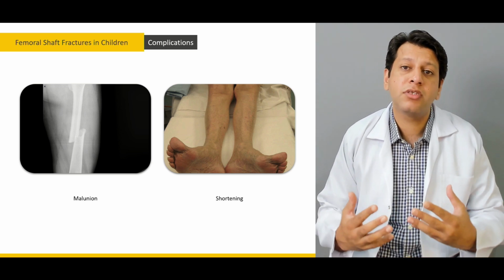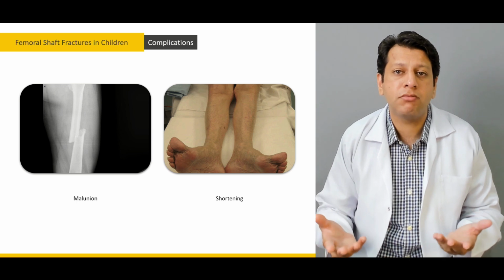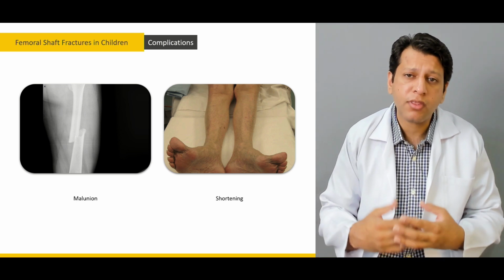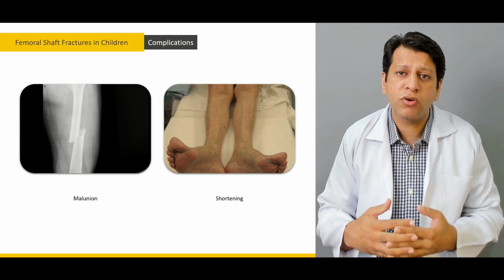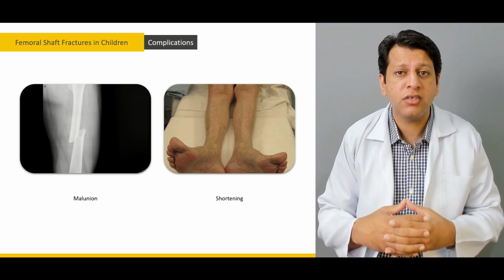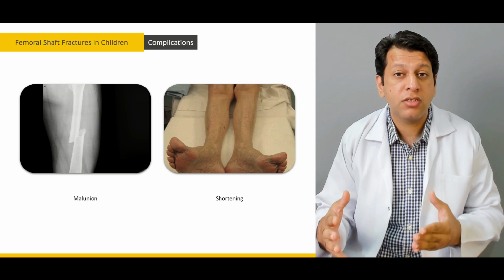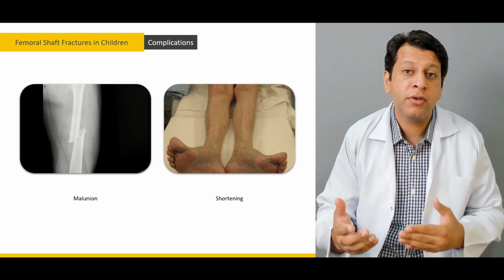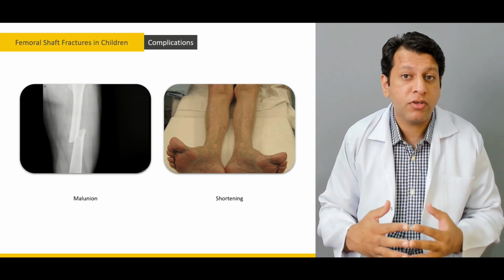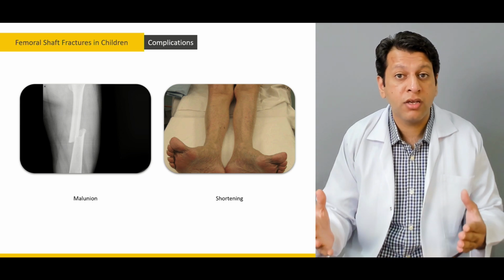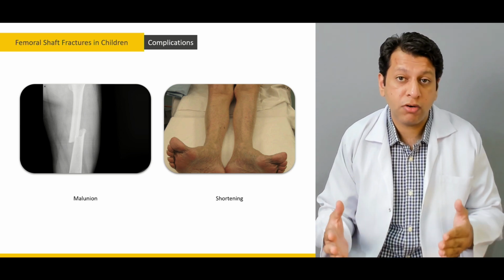For example, if this child suffered that injury at around 8 years, this child probably would have growth potential up till 14 years. So in 6 years, this child will eventually develop almost 9 centimeter of shortening. So that is a huge amount of a problem.